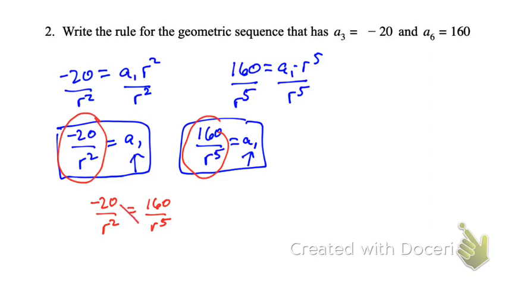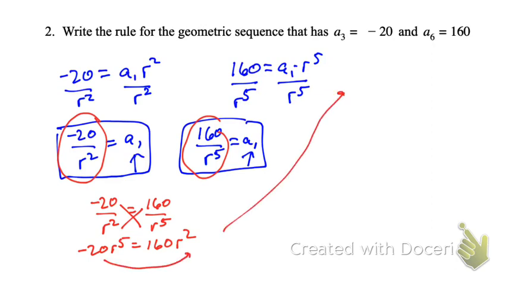And then I just cross multiply on these. So we would get negative 20 r to the fifth equals 160 r squared. And now I'm going to solve. So I'm going to move this over, I'm going to add it, and I'm going to come up here where I've got more room. So we'll have 0 equals 160 r squared plus 20 r to the fifth. Factor out a GCF here of 20 r squared. And we would get 8 plus r cubed.